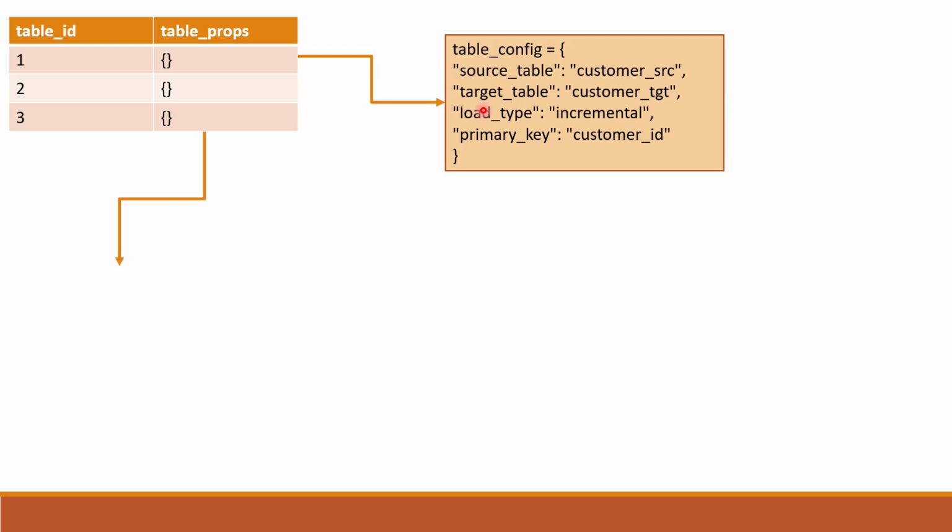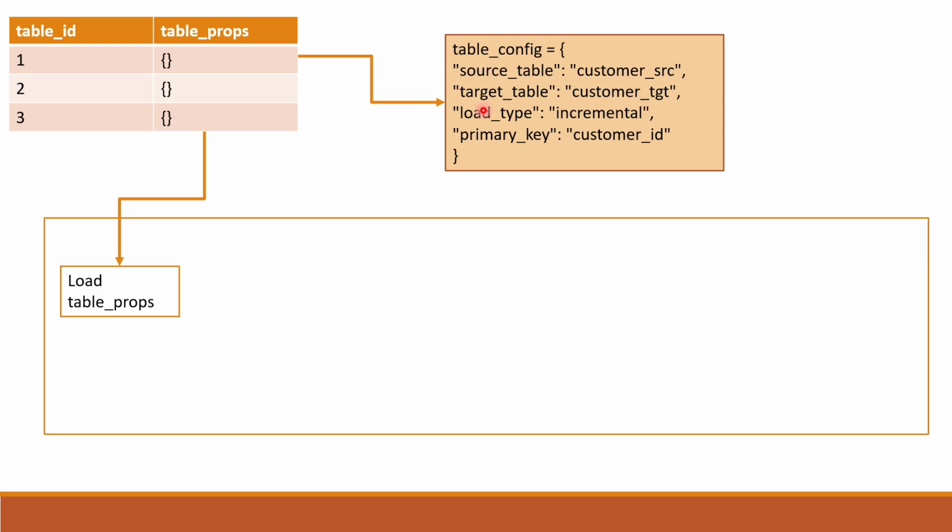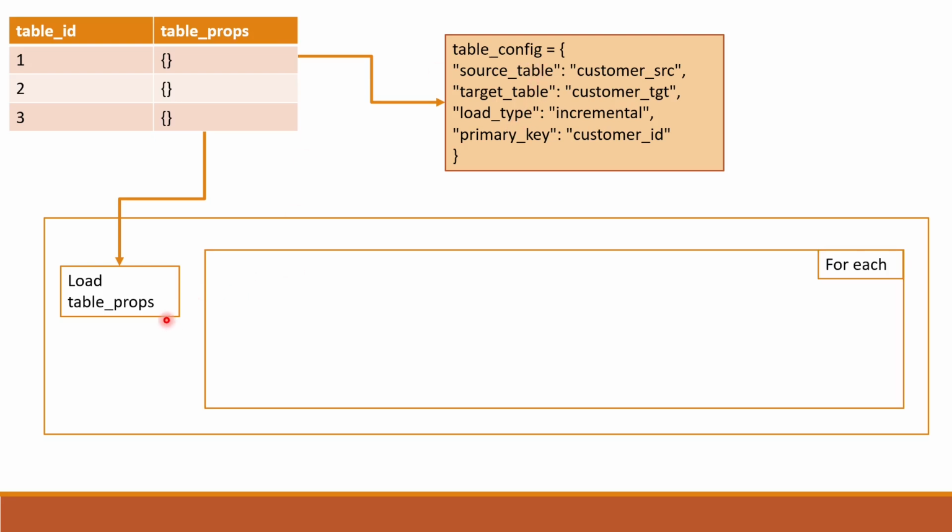After this, we'll load this metadata, right? Let's say this square box is our pipeline, the config driven pipeline which we are building. We'll load this metadata. Then we'll pass this metadata one by one inside a for each loop. So for each table, we'll pass this metadata. Then the pipeline will query a table based on these properties, whatever config properties we are passing.